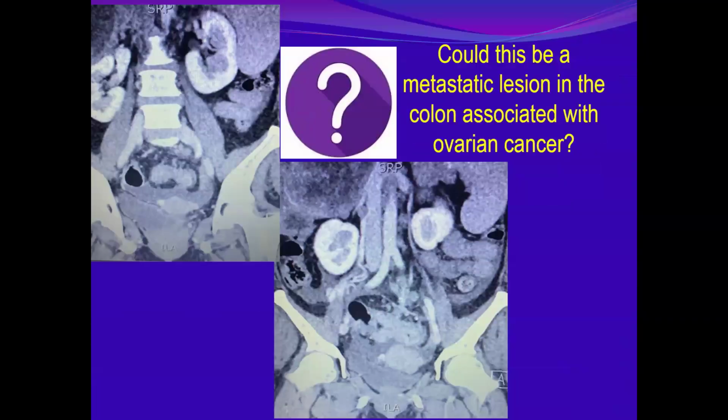Okay, so here again, this is the lesion. This is a rectosigmoid mass involving more than a 5 centimeter segment, and this is the adjacent infiltrate, not related at all to the ovarian mass. So could it be metastatic lesions in the colon associated with ovarian cancer?